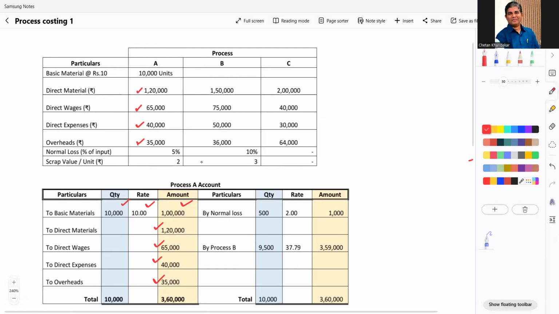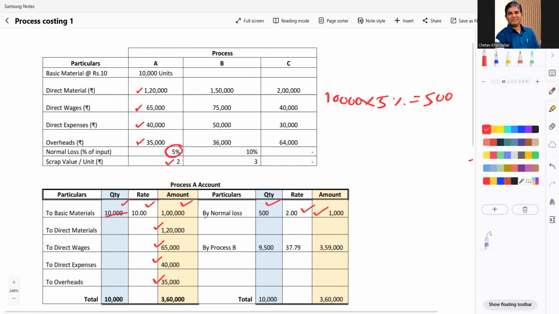Then there is normal loss. Normal loss here is mentioned as 5% on input. So here input is 10,000, as you can see here. So 10,000 into 5%, normal loss will be 500 units. And the scrap value of this normal loss is rupees 2. Total amount recovered from normal loss scrap is rupees 1,000.